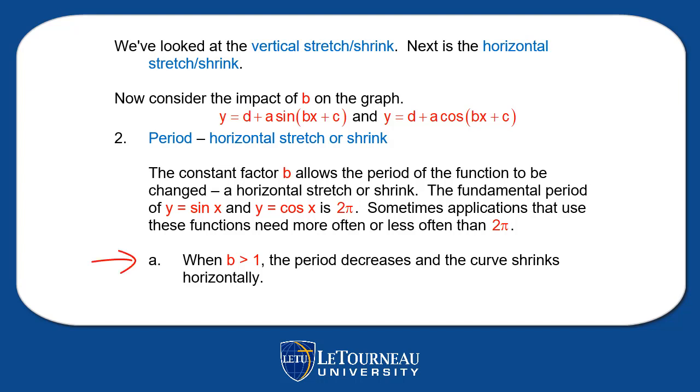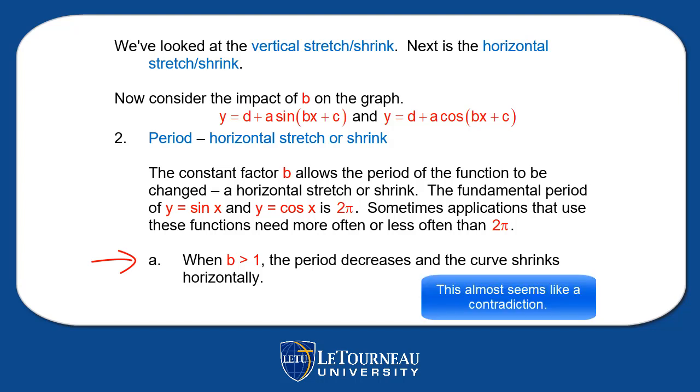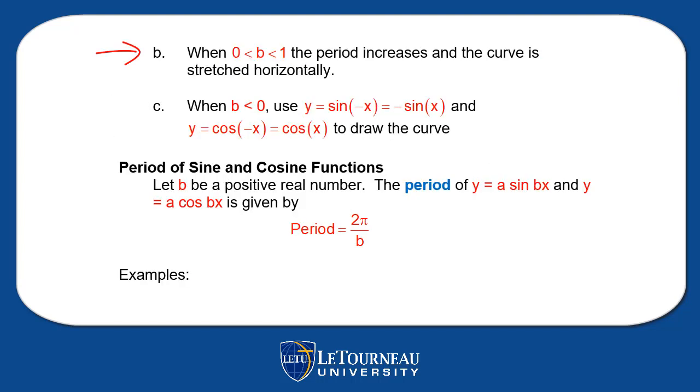So, when b is greater than 1, the period decreases and the curve shrinks horizontally. This seems almost like a contradiction, right? But we're going to go on. When b is between 0 and 1, the period increases and the curve is stretched horizontally. When b is less than 0, then sine of minus x equals minus sine of x, and cosine of minus x equals the cosine of x. So the period for a function is always given by 2 pi over b.